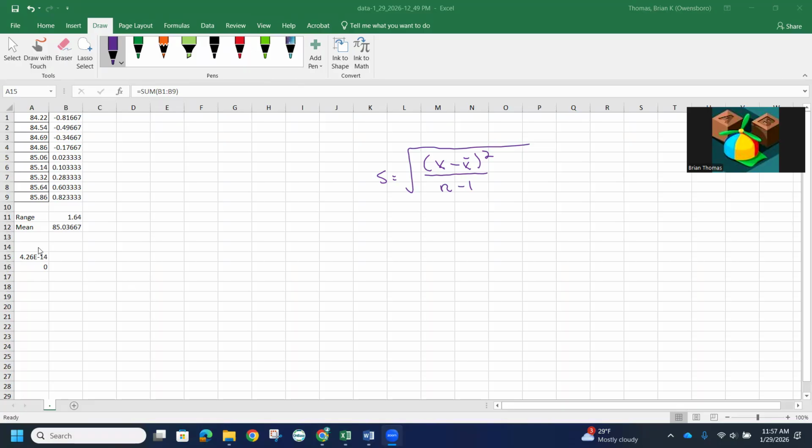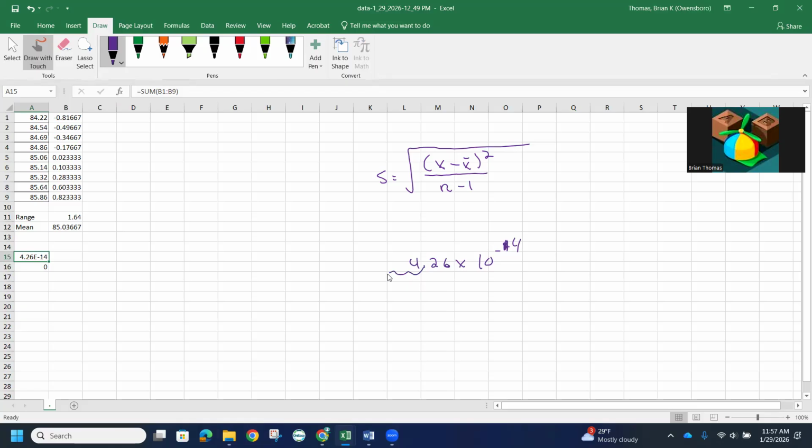Notice how this number is in scientific notation. That really means like, bring this over here. 4.26 times 10 to the negative 14. This negative 14 means you're dividing by 14 tens. This means this decimal should have moved over 14 places.